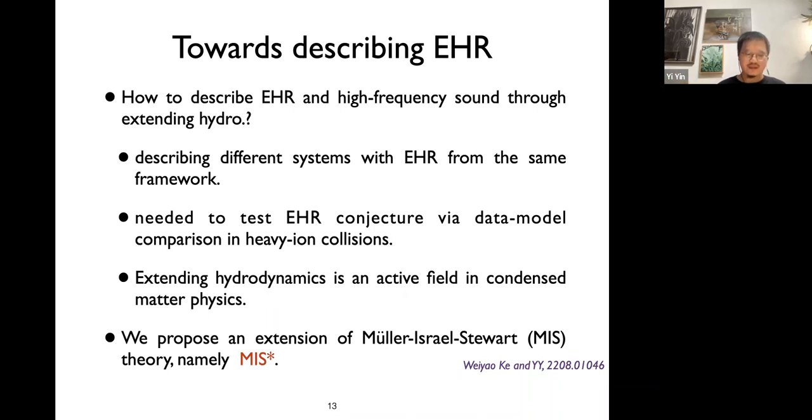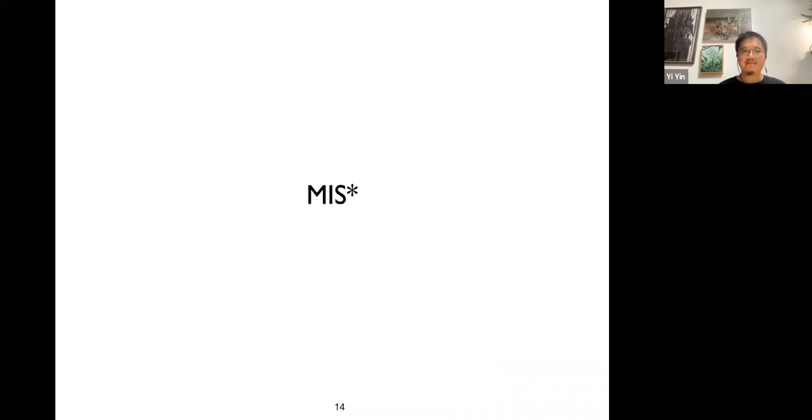And finally, I should mention that hydrodynamics is also a very active field in condensed matter physics. So in what follows, I will tell you our proposal. What we do is consider an extension of the Muller-Israel-Stewart theory, which we call the MIS star. And we shall see that this extension indeed serves the purpose.